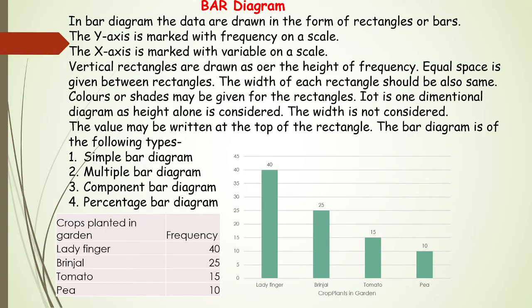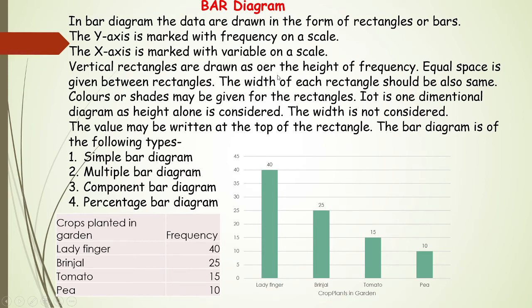Then the bar diagram. In a bar diagram, the data is drawn in the form of rectangles or bars, and there is space in between them. The x-axis is marked with a variable on a scale, in this same example ladyfinger, brinjal, tomato, and pea, and the y-axis is marked with frequency on a scale, that is 40, 25, 15, and 10.